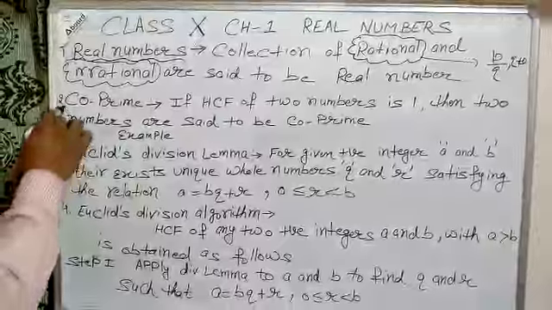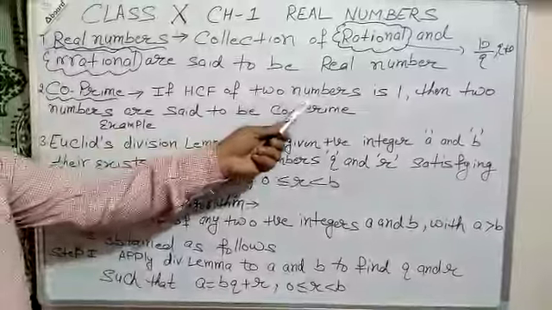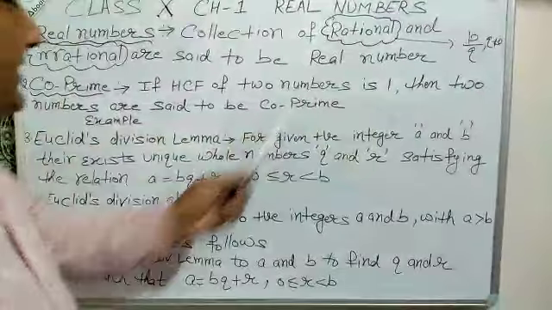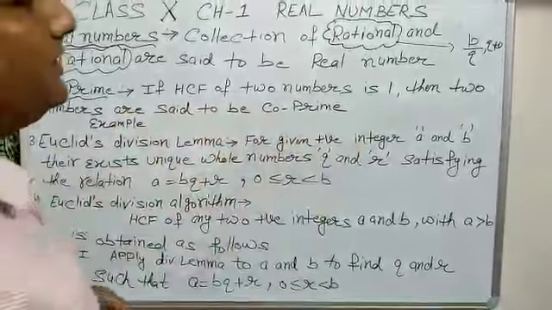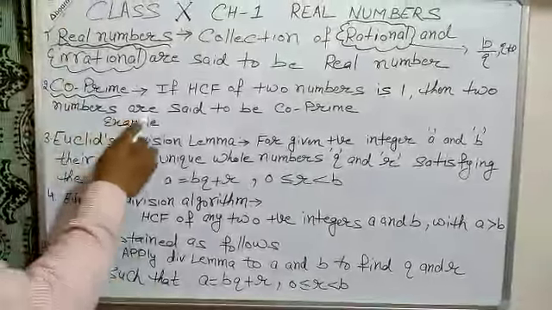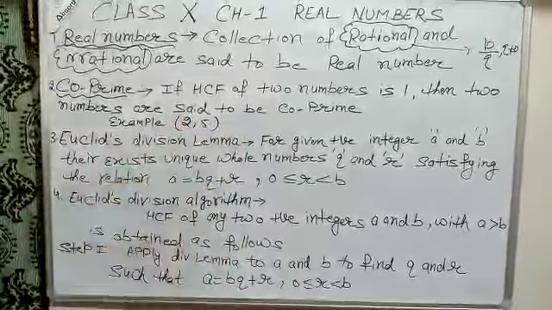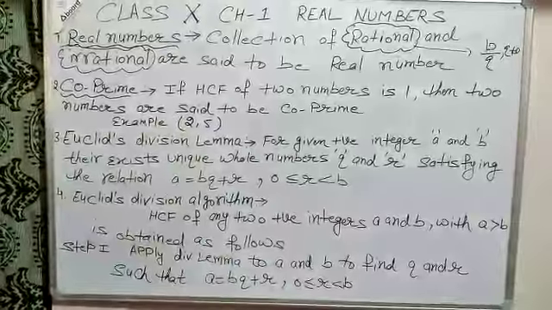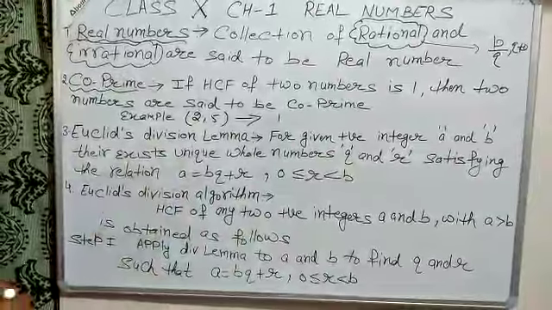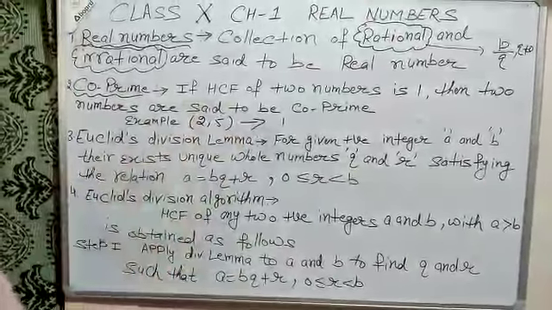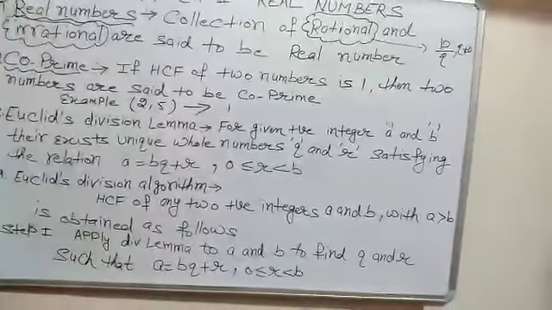Our next definition is coprime. If the HCF of two numbers is 1, again I repeat, if the HCF of two numbers is 1, then the two numbers are said to be coprime. For example, 2 and 5. We all know that the HCF, highest common factor, of 2 and 5 is 1. So we can conclude that 2 and 5 are coprime.